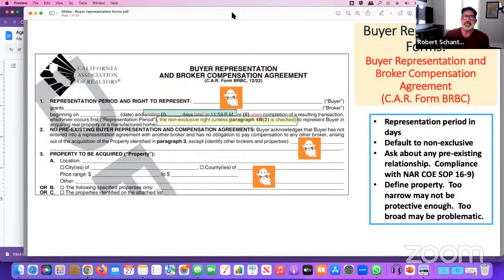Section 2, no pre-existing buyer representation agreement. This basically is that the buyer acknowledges they're not in an existing buyer-broker relationship with another broker, except identified in paragraph 3, where you'll identify the other brokers and properties that buyer could potentially owe money to. And you should ask every buyer you come across as well too, did you ever sign anything with another broker?